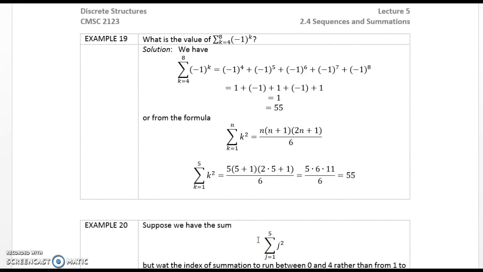Example 19. What is the value of the sum from k equal 4 to 8 of minus 1 to the k power? The sum from k equal 4 to 8 is 1 plus minus 1 plus 1 plus minus 1 plus 1, which is equal to 1.